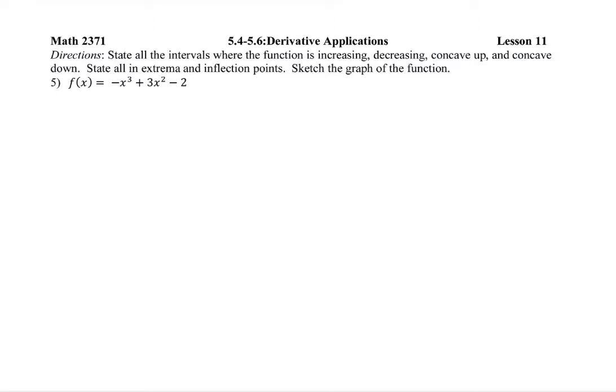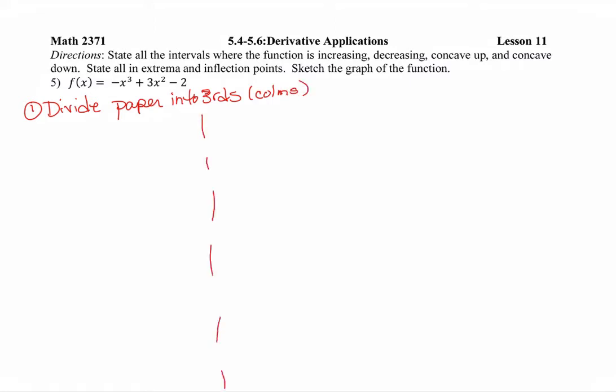Okay? So first one is to divide your paper into thirds. So divide paper into thirds. And that means in columns. All right, so I want 3 columns.